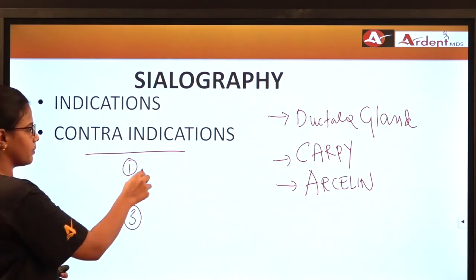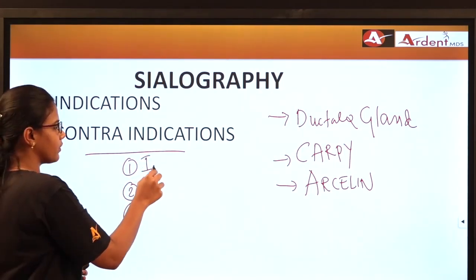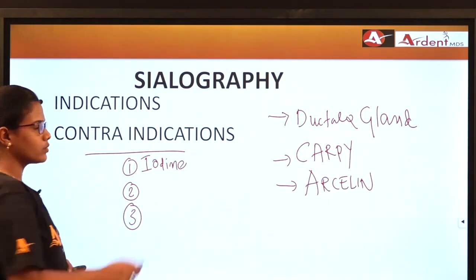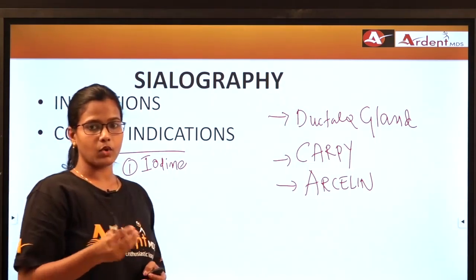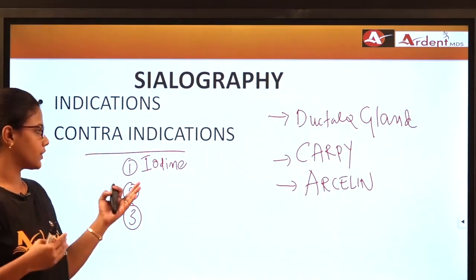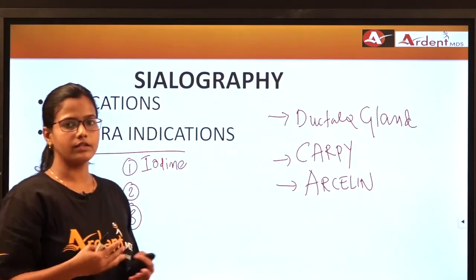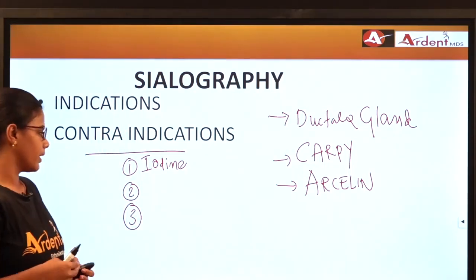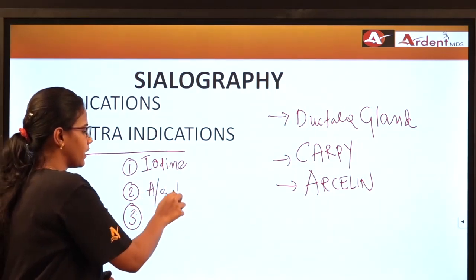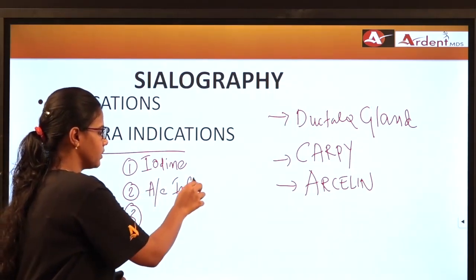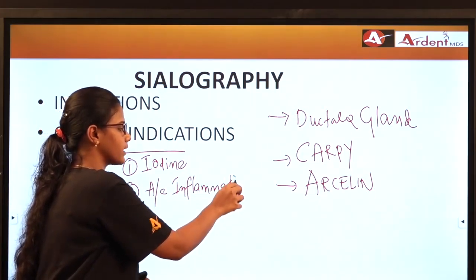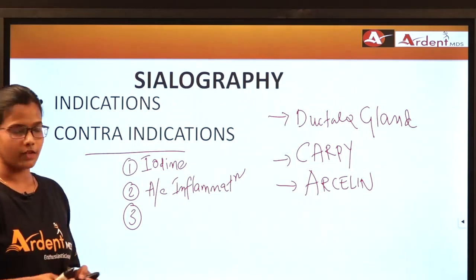One is the patient is sensitive to iodine compounds. Since we are using the contrast media, most of them are iodine based. If the patient is sensitive to iodine compounds, we can't do a sialography. And second contraindication is acute inflammation. So performing a sialography during acute inflammation can exacerbate the inflammation.